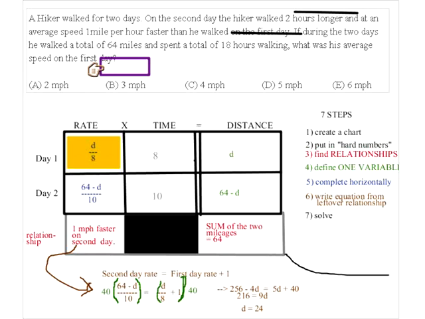Okay, does everybody follow this explanation? It's the same 7 steps, but we just defined our variable differently. Any questions about this? Okay.